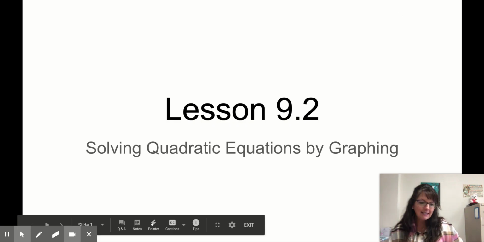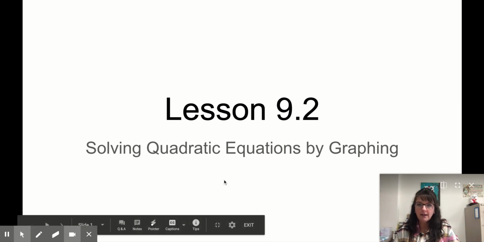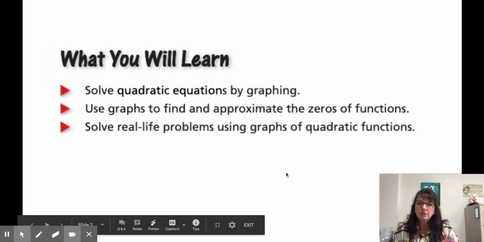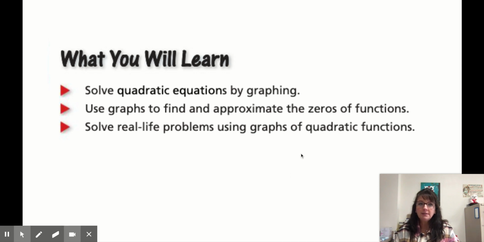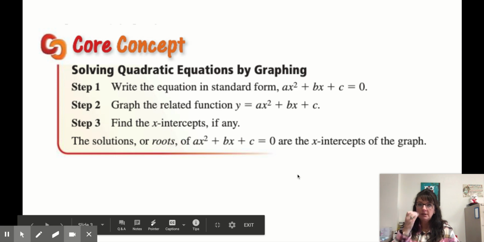All right, here we are, lesson 9.2. Finally, it seemed like a long time coming, didn't it? We're going to be solving quadratic equations by graphing. So we're going to solve by graphing. We're going to approximate the zeros of functions and possibly do some real life examples.